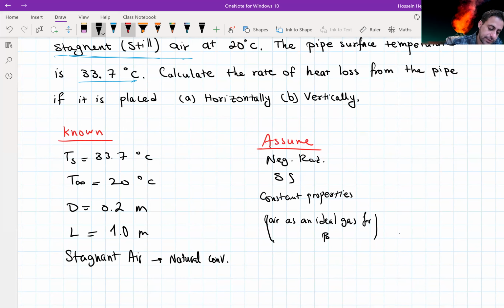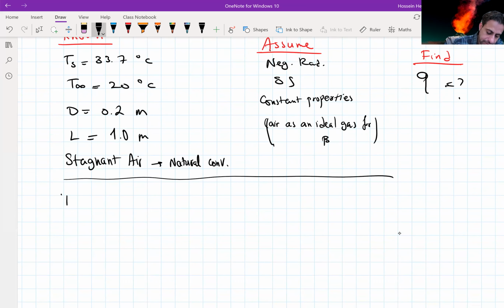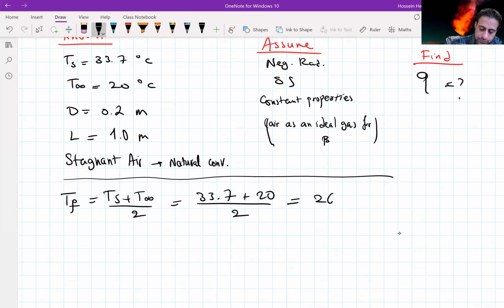And we need to find Q, for two cases: Q for horizontal and Q for vertical. Let's just not put V and H, confusing. Q is unknown here. Now, the first thing is finding properties. So TF, the film temperature, is going to be Ts plus T infinity divided by 2. 33.7 plus 20 divided by 2 is going to be 26.88 degrees C, or 300 Kelvin.